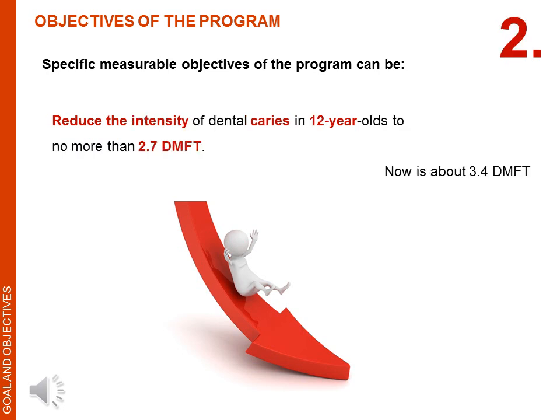The second specific measurable objective of the program can be: reduce the intensity of dental caries in 12-year-old children to no more than 2.7 DMFT teeth per child on average. The intensity of dental caries in 12-year-old children is now about 3.4 DMFT teeth.